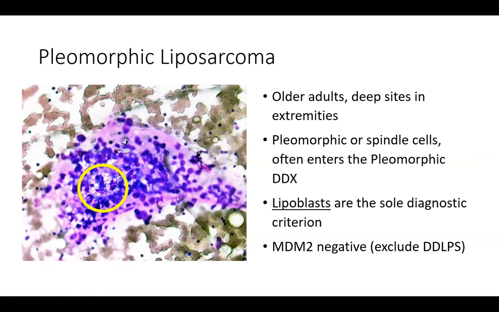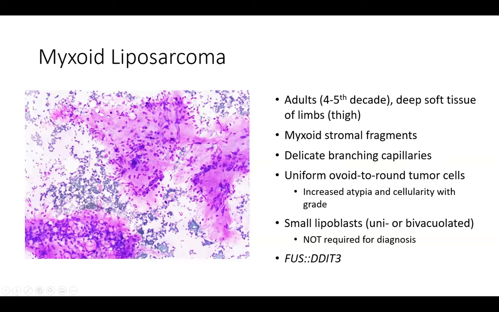It's important to remember that there are variants of dedifferentiated liposarcoma that can make lipoblasts. And so, particularly, pleomorphic liposarcoma is MDM2 negative. It's important to exclude dedifferentiated liposarcoma, particularly in the retroperitoneum.